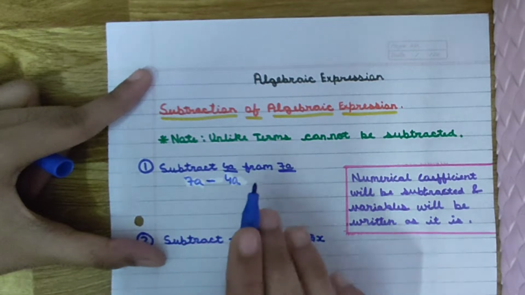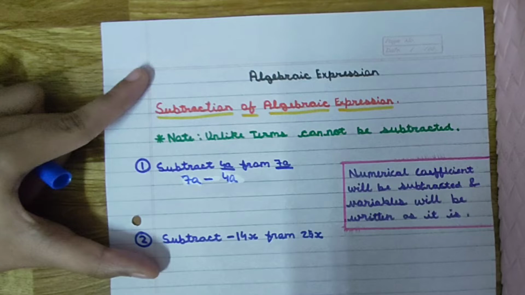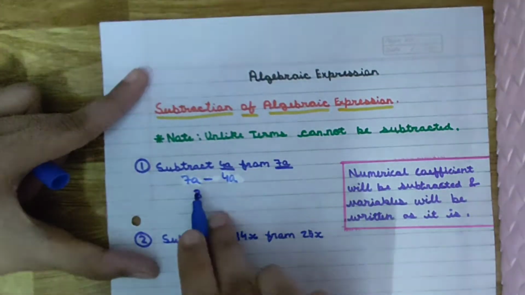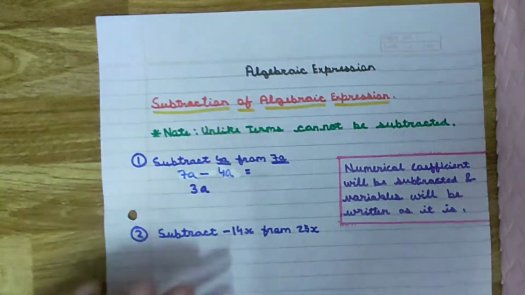So 7a minus 4a. Now the numerical coefficients here, which are 7 and 4, will be subtracted. So 7 minus 4 is 3, and the variable, which is a here, will be written as it is. Easy. Let us take one more example.